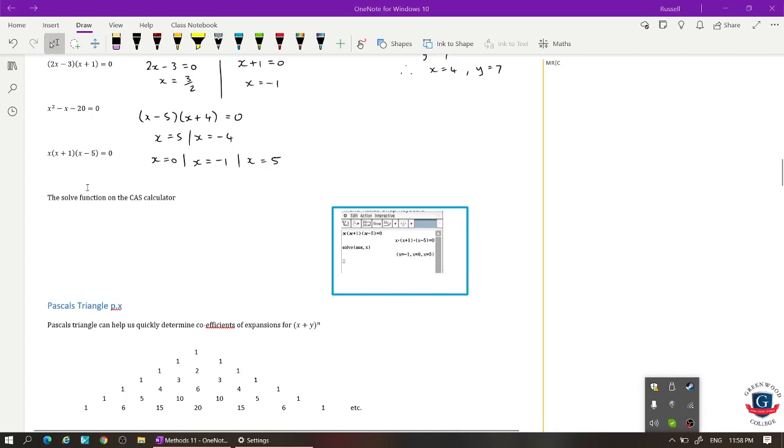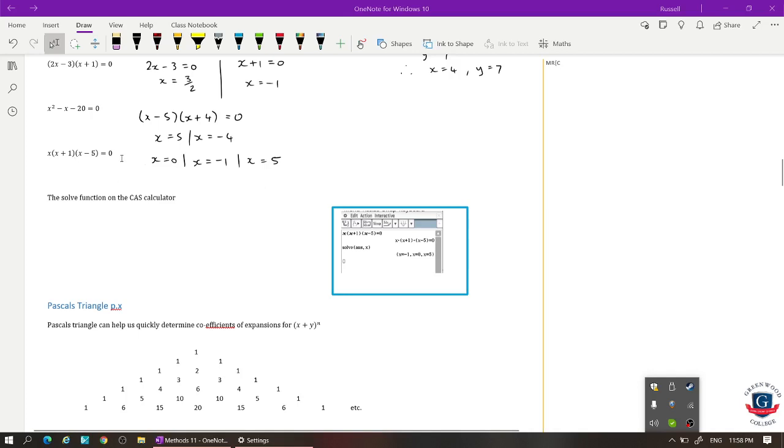And similarly, we can do it for cubics. If we have it in factored form, x would have to be 0, or x plus 1 would have to be 0, or x take 5 would have to be 0 to make the whole equation 0. So that gives us three solutions: x equals 0, x equals negative 1, or x equals 5.